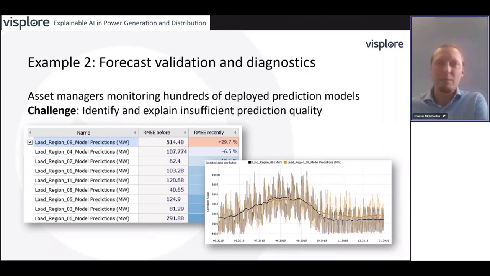One challenge for asset managers is the exploding number of prediction models they have to maintain. With decentralization, renewables, metering of customers, and just the possibilities that AI bring to the table, the number of models is growing and growing. Here, in this example, we have prediction models for power load from different regions.